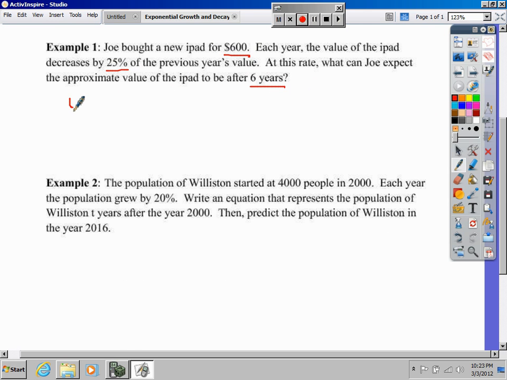Well, let's first write a function in the form of y equals a times b to the x. The initial amount that the iPad was worth was $600. That's our a value. So 600 times, and now since it's going down, that's an actual decay. It's going down by 25%. That means that he retains 75% of the value each year. So I'm going to multiply this by 0.75 to the x. When I put in 0, I would get the initial amount of $600. That's what it starts out with.